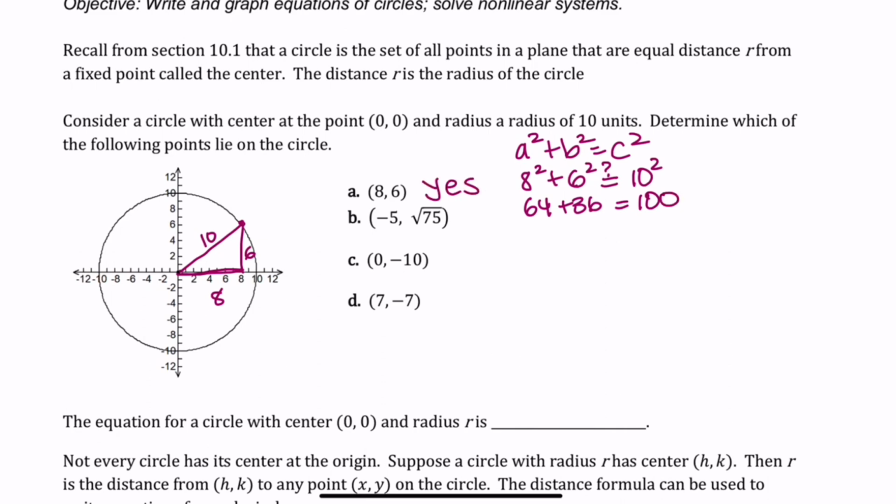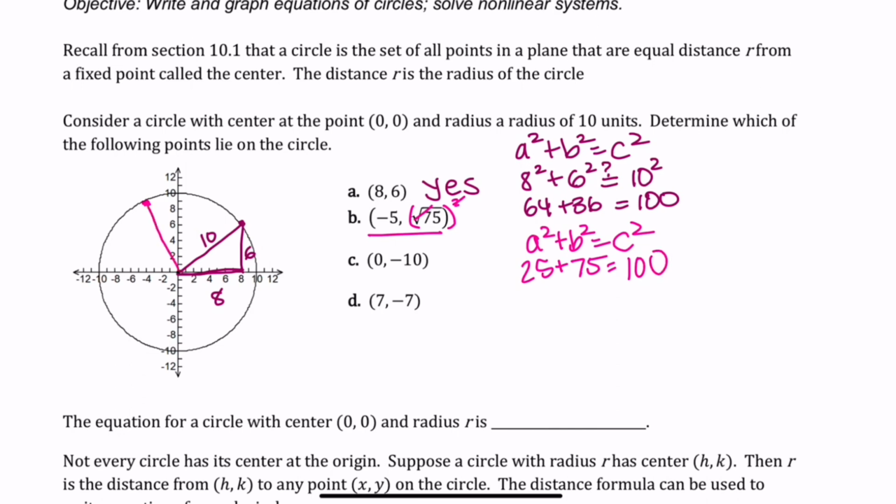Now, if I do it with this second point, -5 and the square root of 75, which is a little less than 9. So I'm going to have -5 and a little less than 9. Maybe it's on the circle, maybe it's not. But we're again going to use our a squared plus b squared equals c squared. Our a squared is -5 times -5, which is positive 25. Plus b squared: if I take the square root of 75 and I square it, the square and square root cancel and I get 75. That is going to equal our c squared, which is 100.